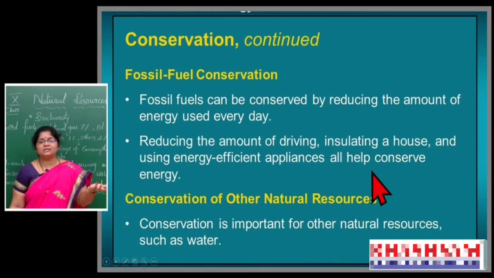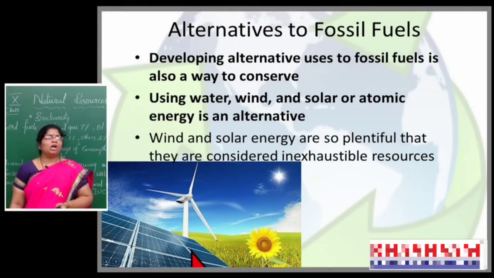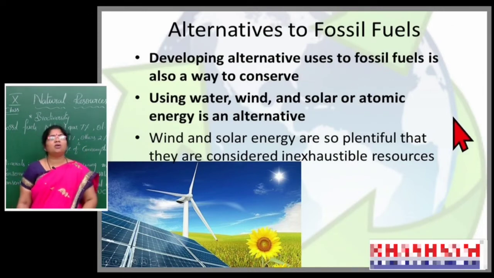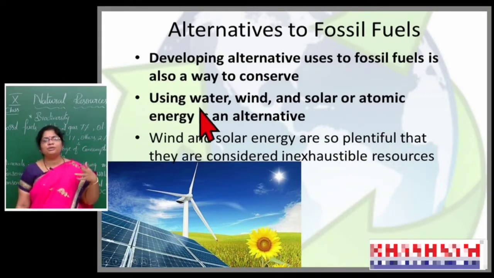Again, for the production of electricity we need to use either water or wind or fossil fuels only. That's why we should use these natural resources in an appropriate manner. Conservation is important for other natural resources along with fossil fuel. Not only fossil fuels, we need to concentrate on others also. Alternatives to fossil fuels: which fuel will we get continuously? We should move towards that area. That is, see here, water, wind, solar or atomic energy is an alternative. These we will get continuously, especially solar energy. Continuously we are able to get this energy.